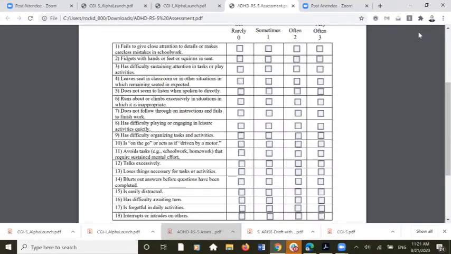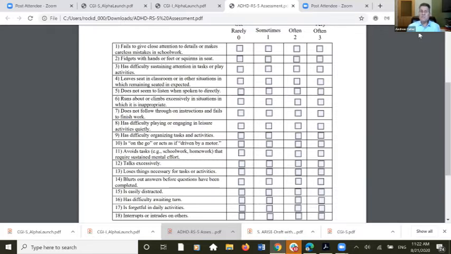Item number 9, difficulty organizing tasks and activities. Now notice this says tasks and activities, so it has to do with time management and organizing yourself for an activity such as doing a book report or something like that. But it also has to do with organizing your space and the things around you, such as organizing your room or keeping your room clean, neat, and organized, organizing your backpack, your desk, your locker, your notebooks and assignments, how carefully and neatly do they keep things.